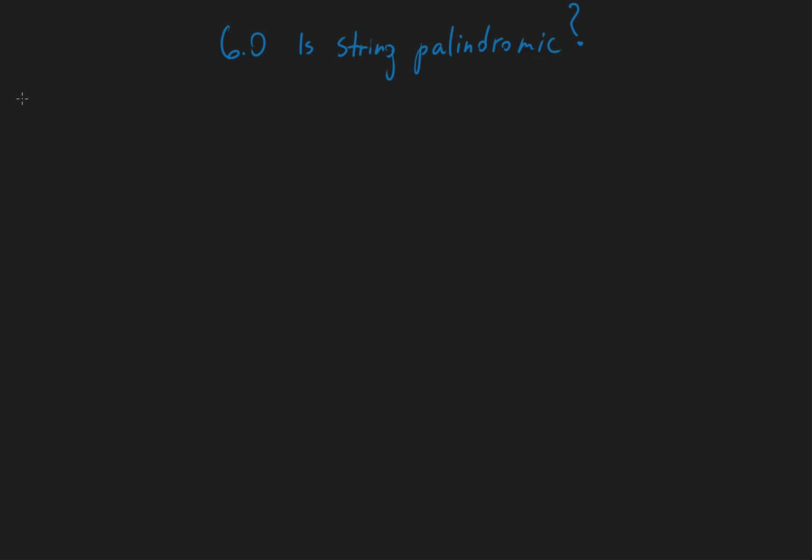Okay, with this video, we're starting a new chapter in the EPI book. It's called Strings, and the first basic exercise is called Is String Palindromic.